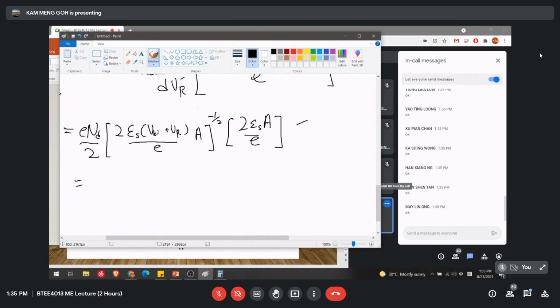Okay. So since this one is a half, this one we can move. We can delete. This one can delete. And then we are trying to do this US, A, and D, E, 2, US, VBI plus VR, A, half. Since we have a negative here, we can inverse it.